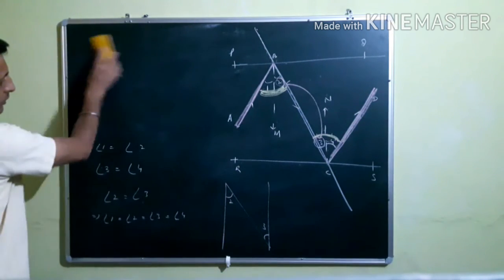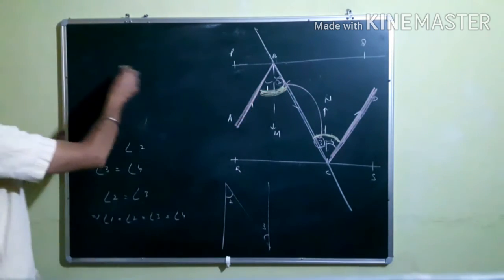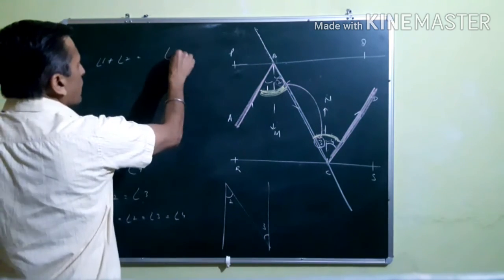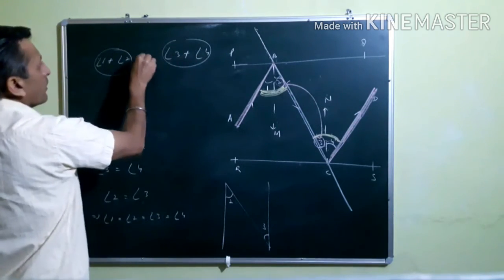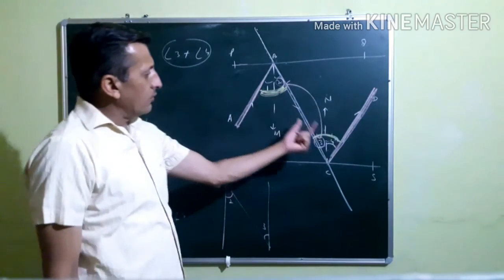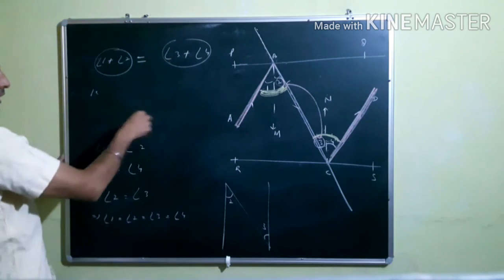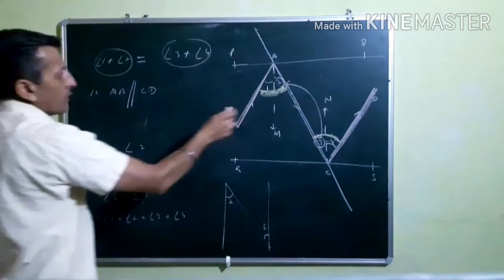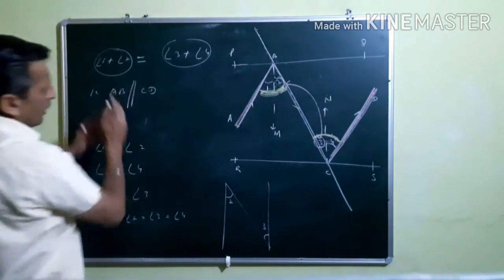If all the angles are equal, then the sum of any two is equal to the sum of another two. But we need this one, so we take angle 1 plus angle 2 is equal to angle 3 plus angle 4. And these are alternate interior angles. This yellow one, 1 plus 2, is equal to this other yellow one. So the line AB is parallel to CD because these are alternate interior angles, and if alternate interior angles are equal, naturally the lines are parallel. That's all.